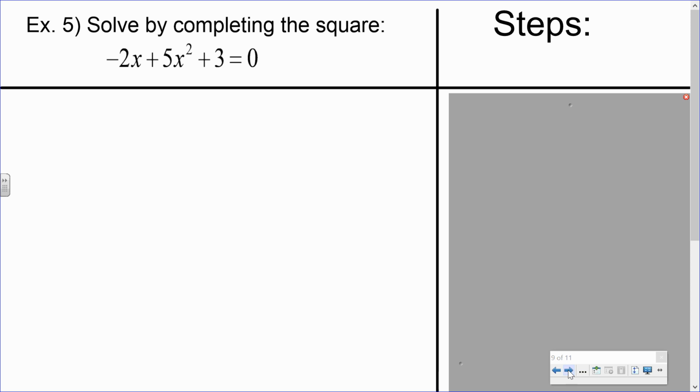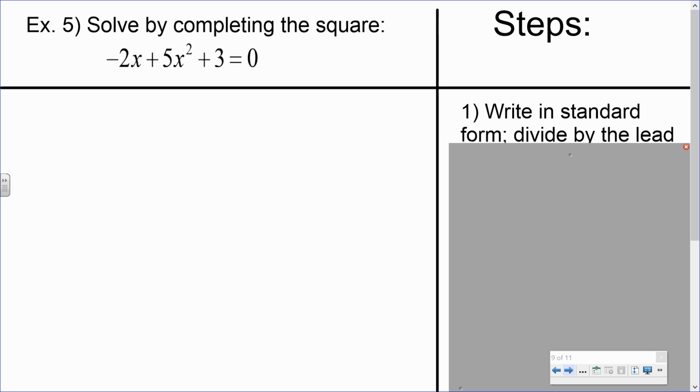Anybody remember what we need to do first with this one? Negative 2x plus 5x squared plus 3. What do we need to do with that? Okay, we need to get it in standard form so that we're starting off with the x squared. Do we start with 5x squared when we're completing the square, though? What do we want to have instead? We want to just have 1x squared, so we're going to have to divide by the lead coefficient.